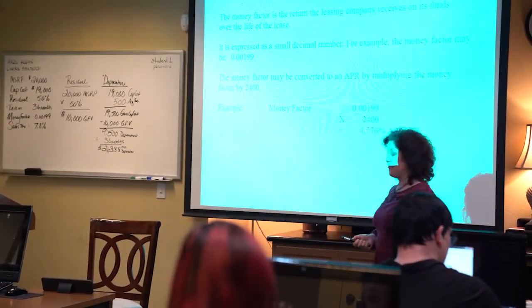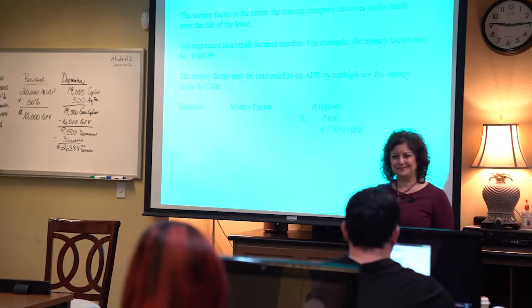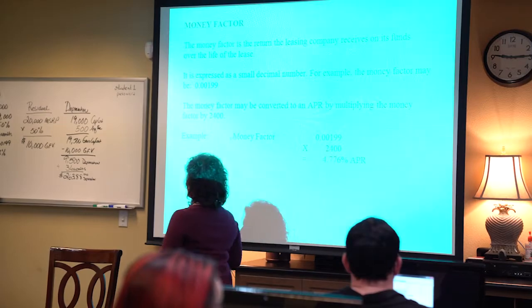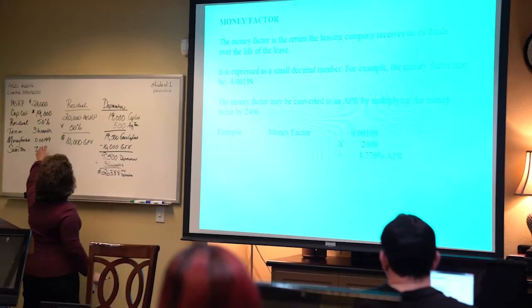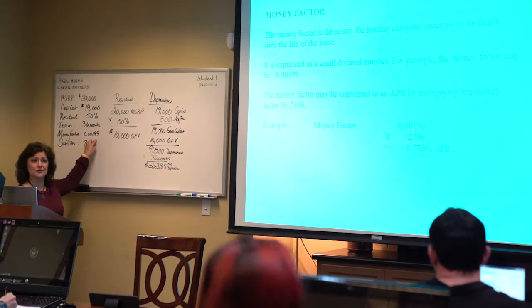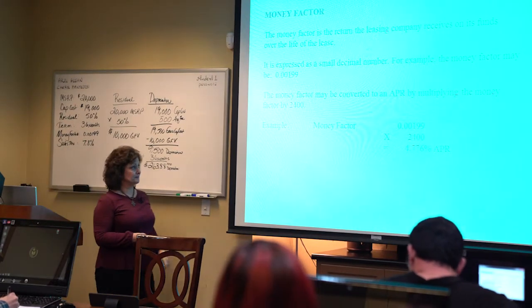So it's always going to be 2,400. Is that .00199 going to be a number in the guidelines for the division? Yes, they will tell you what money factor or lease charge to use in those guidelines.